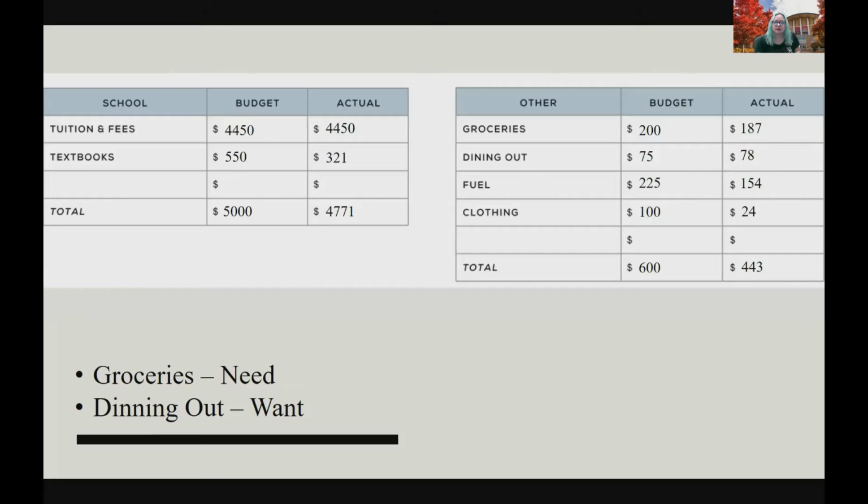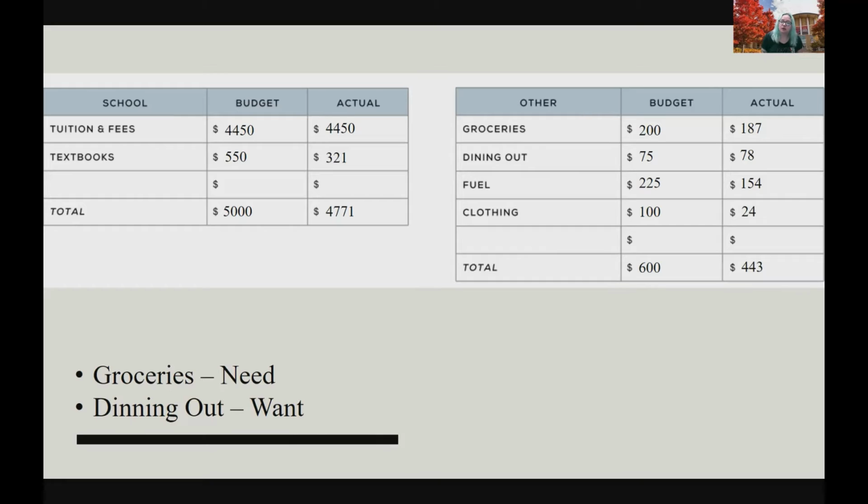So this is kind of like the school and, let me move the camera, sorry. There you go. This is for the school and other stuff. On the left, we have tuition and fees and textbooks, and this is about how much they think they're going to pay. So they're budgeting for $5,000. They think their school tuition, fees, and textbooks is going to cost $5,000. In actuality, it's a little less than that.